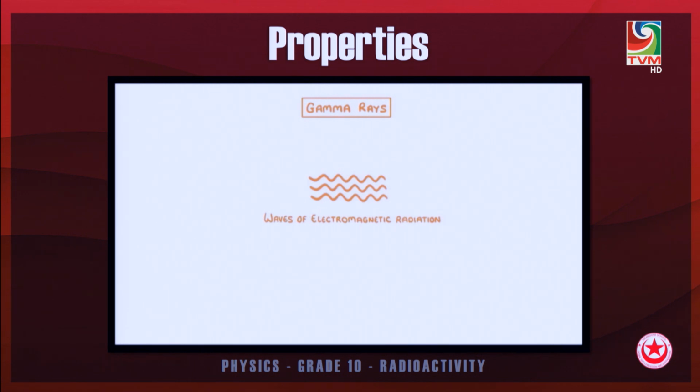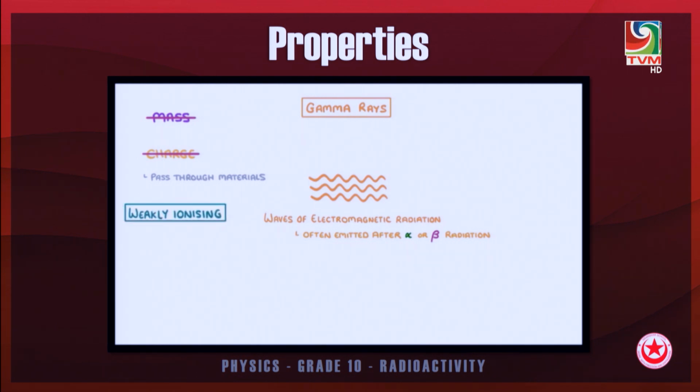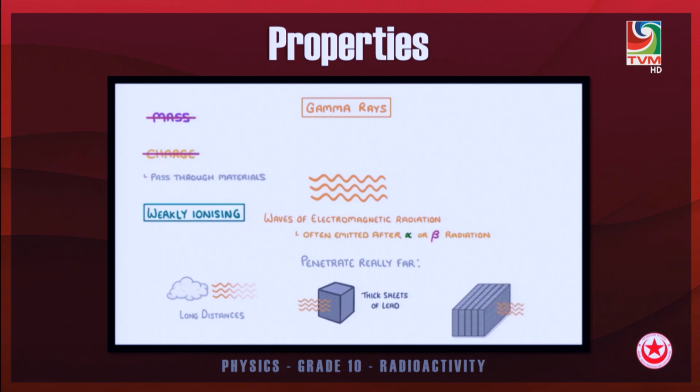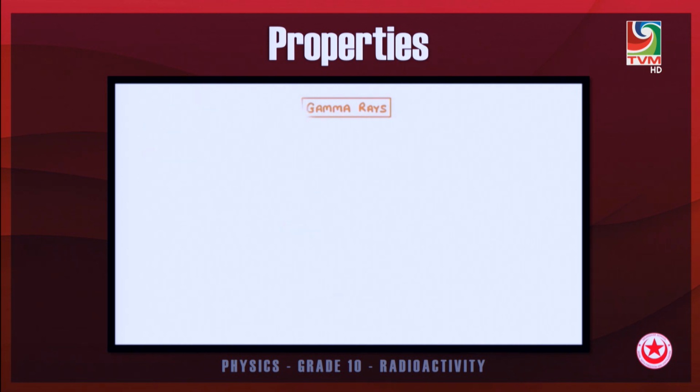Gamma rays are nothing but pure energy. They are waves of electromagnetic radiation emitted after an alpha or beta emission. In order to get rid of excess energy inside an atom after radioactivity, a gamma ray is emitted. It has no mass and no charge, and it passes through materials, which means it is very weakly ionizing and can travel very long distances. It can be stopped by thick sheets of lead or by concrete.